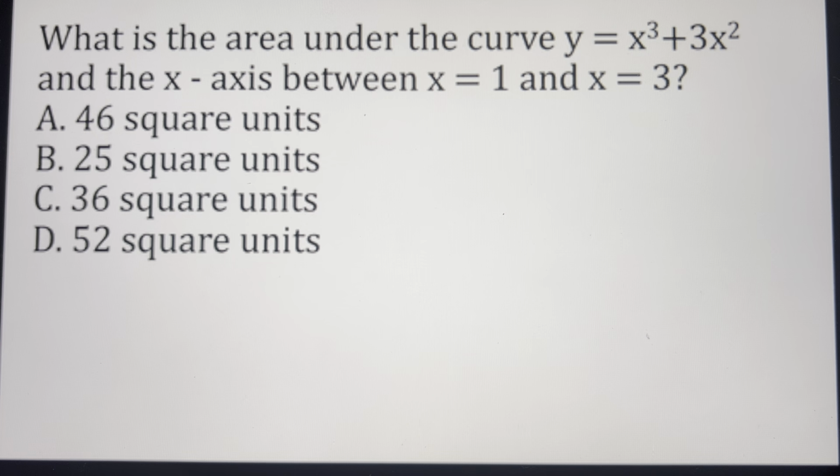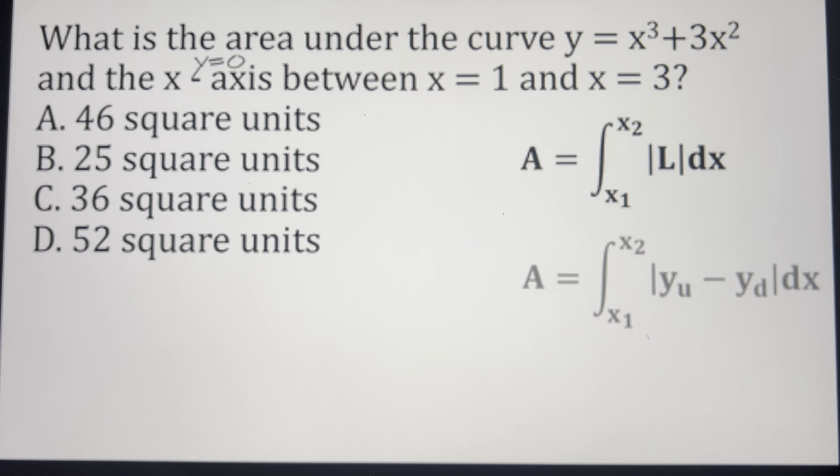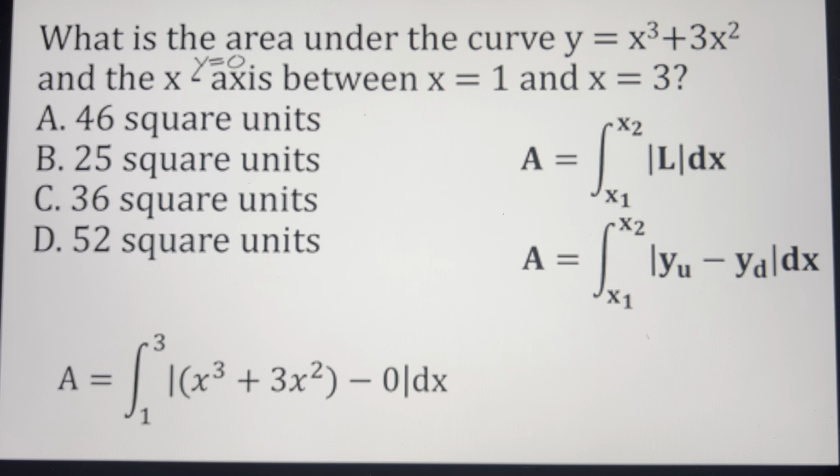What is the area under the curve y is equal to x cubed plus 3x squared, and the x-axis when x equals 1 and x equals 3? Take note, the x-axis is also y equals 0. So to find the area without drawing the figure, that will be the integral of the absolute value of length, which is y up minus y down. Y up will be x cubed plus 3x squared, and y down will be 0, from 1 to 3. The answer will be 46 square units.